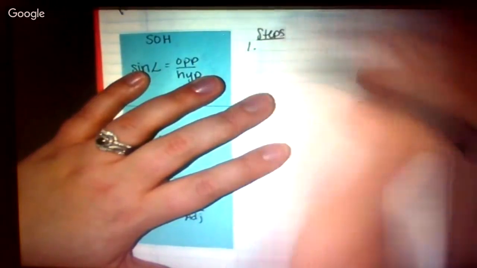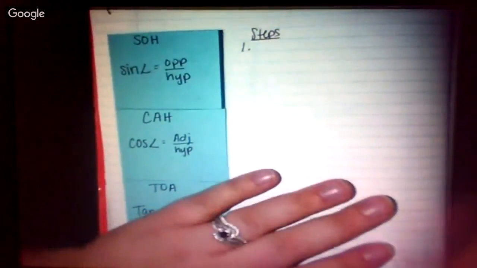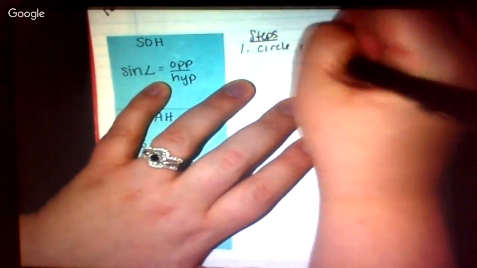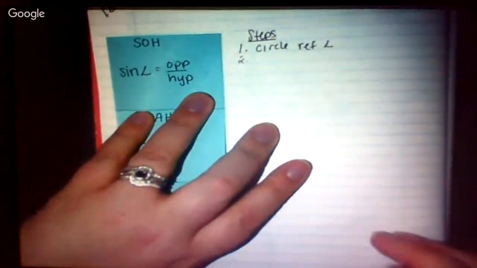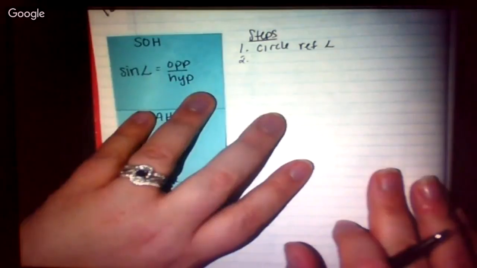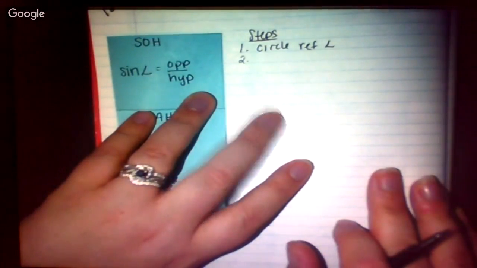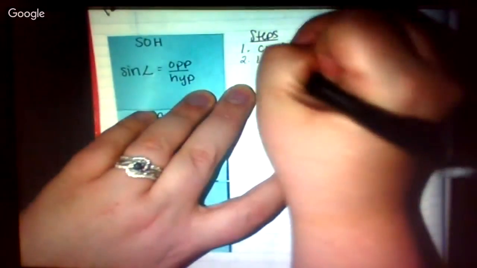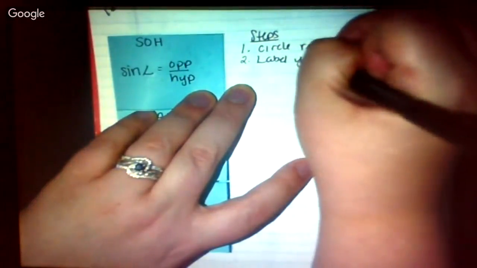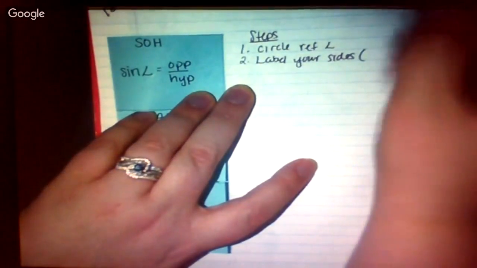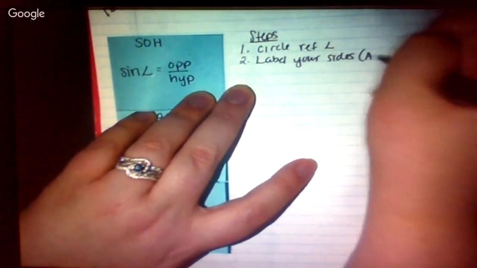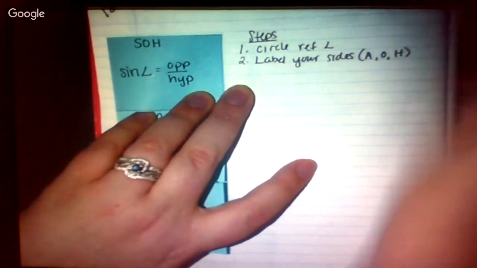So, the steps again, so you have them written out in words, what we just got done doing. Circle your reference angle. Okay. How many pages are we going to use? Circle your reference angle. Step number 2, label your sides. So you're labeling this as adjacent, opposite, or hypotenuse.